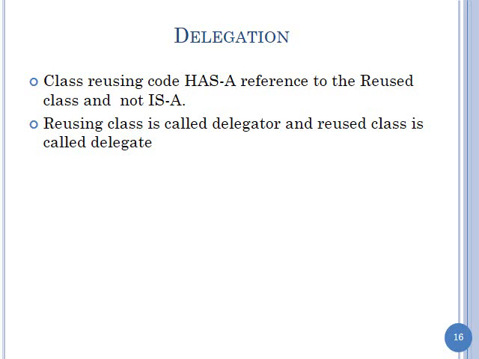So, again, I'm repeating things. A class reusing code has a reference to the reused class and isn't a subclass of it. So we have a reusing class and a reused class in both cases. In the case of inheritance, the reusing class is a, or inherits from, the reused class. In delegation, the reusing class has a link to an instance of the reused class. I'm using a lot of big terms, but from the example you can see what that means. The reusing class is called the delegator. That's the one that passes the buck, the one that doesn't know how to do anything. And the reused class is the delegate. That's the one that really does things.